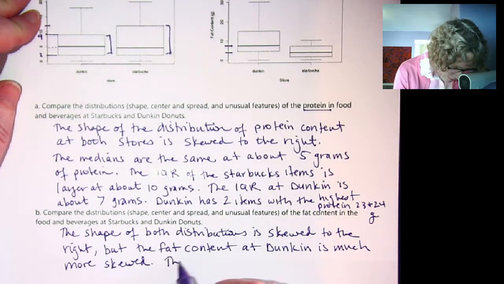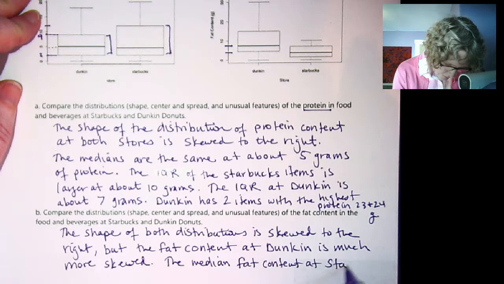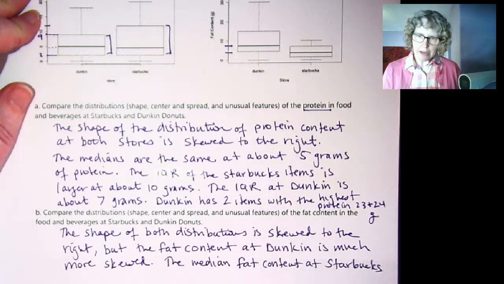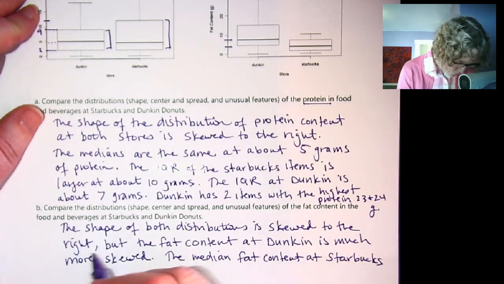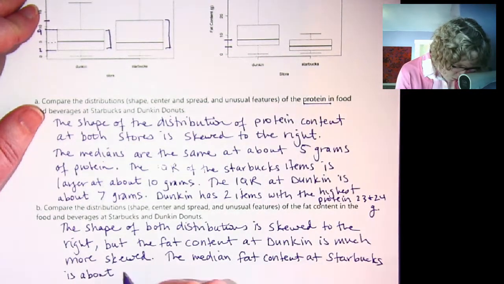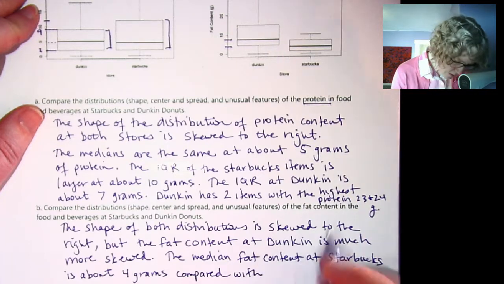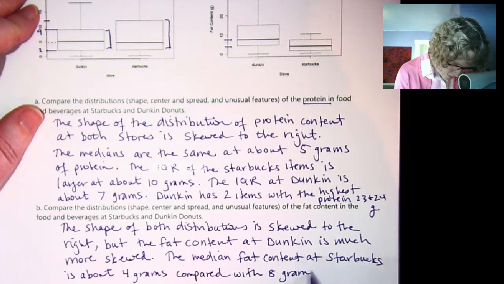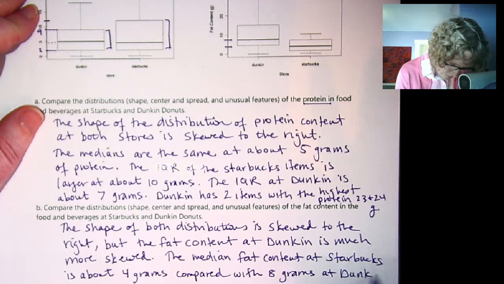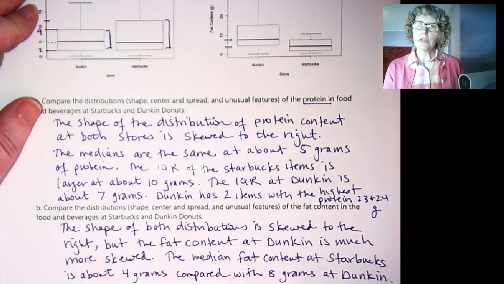The median fat content at Starbucks, or of the Starbucks items, is about 4 grams compared with 8 grams at Dunkin'. Okay.